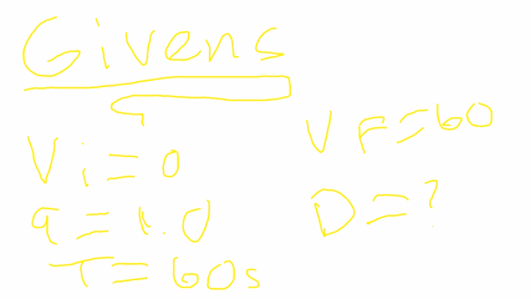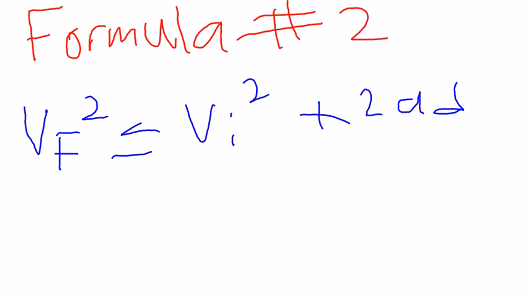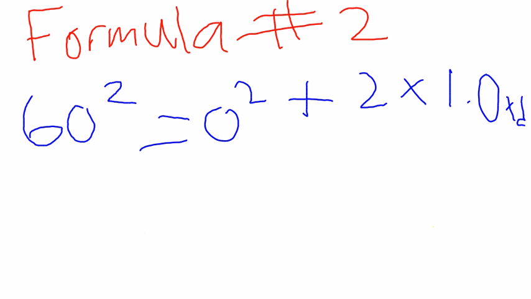Now that you have your final velocity, you can plug it back into your givens, and now you know that all you're trying to find is distance or displacement. As you're solving for distance, this is the formula you're going to use: final velocity squared equals initial velocity squared plus 2 times acceleration and distance. Plug it in, and now you solve for D.